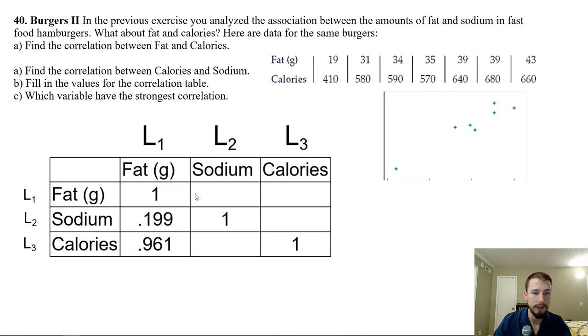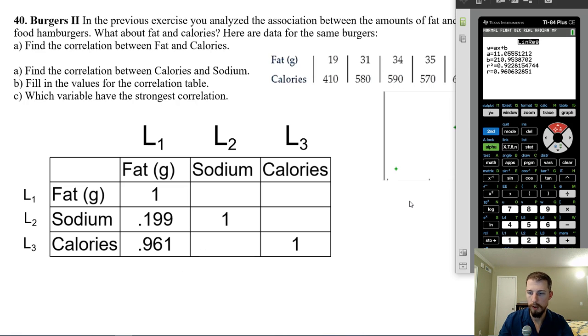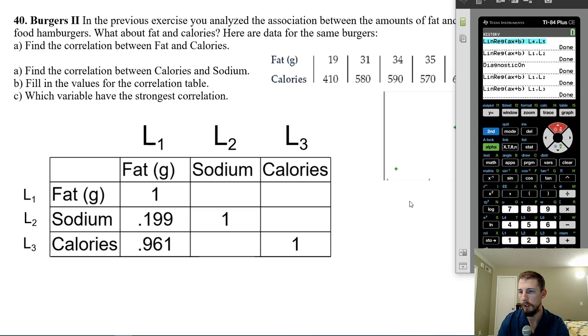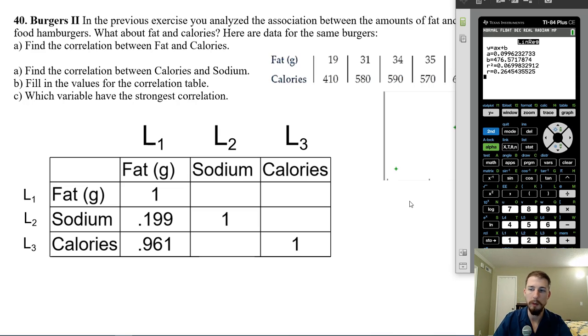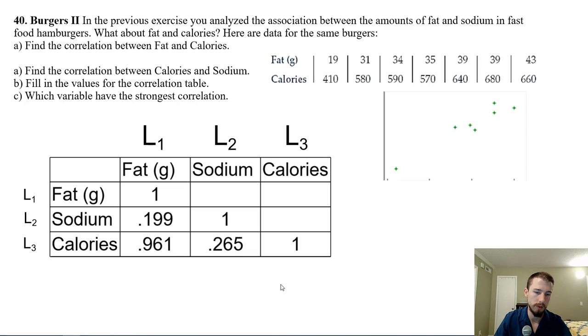The next thing we want to know is the next part here. These answers for the next part aren't in the book, by the way. Burgers 3 is not; I just made them up. So what about the values for calories and sodium? Calories and sodium are list 2 and list 3, by the way. So we're going to run a correlation between those two. I want to do list 2 and list 3. I think I did it earlier. Yeah, list 2 and list 3. I'm that lazy, I know. That one was only 0.26, so that's not a super strong association.